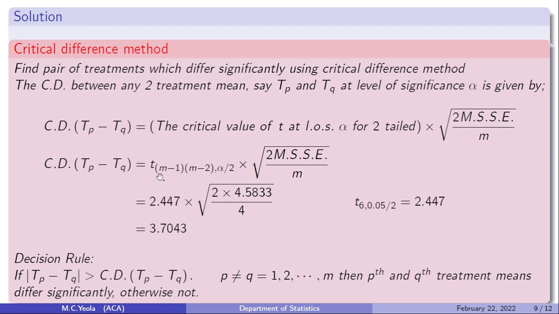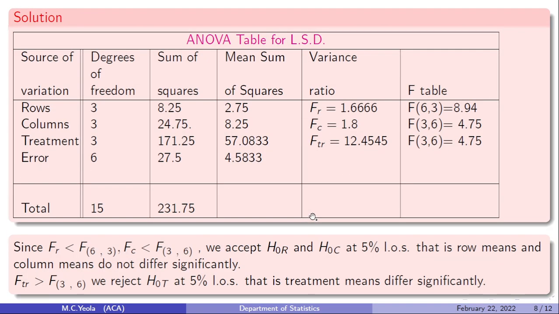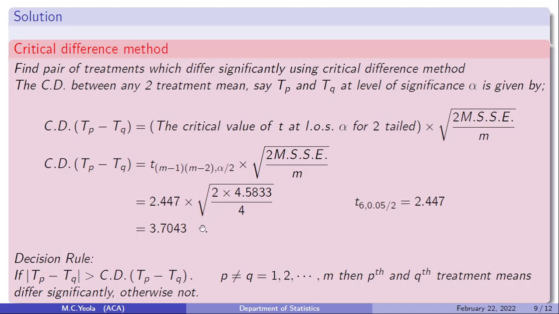Here we are considering the error degrees of freedom, which is (m minus 1) into (m minus 2), with alpha by 2, and we'll see this value. So the degrees of freedom we have is 6 and 0.05 by 2 for 5%. That value we have here, into the square root of 2 into MSSE upon m. m is 4 here, and the MSSE value we have here is 4.5833. So that value we have used here, and we get finally this value as the CD.